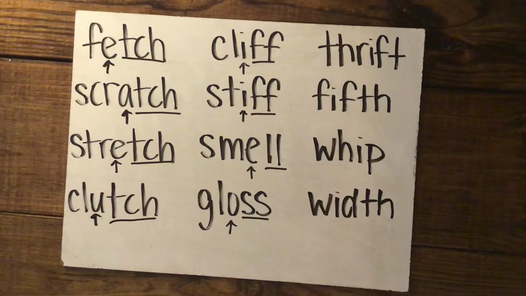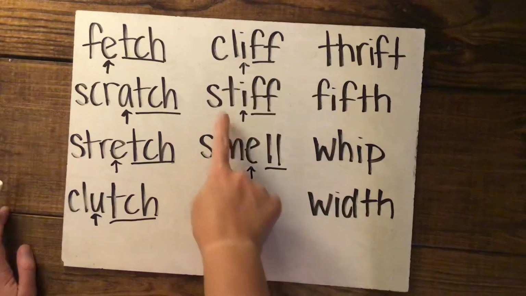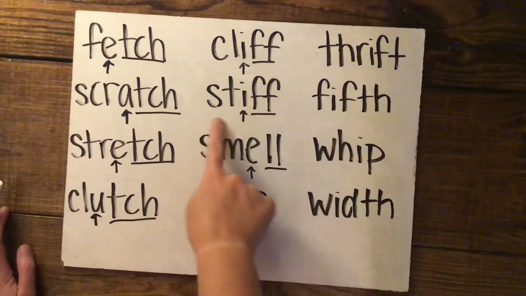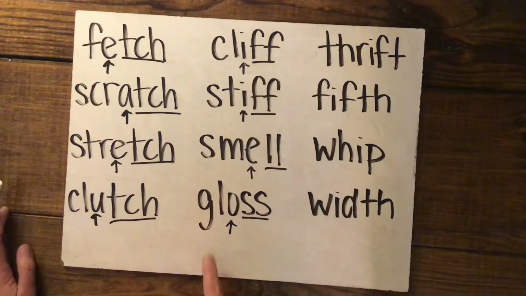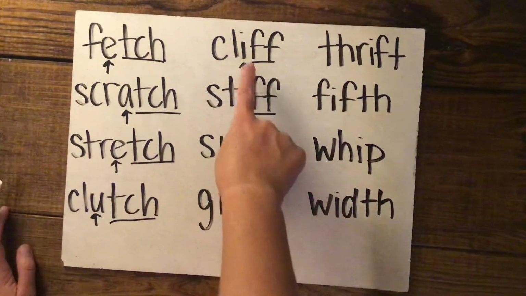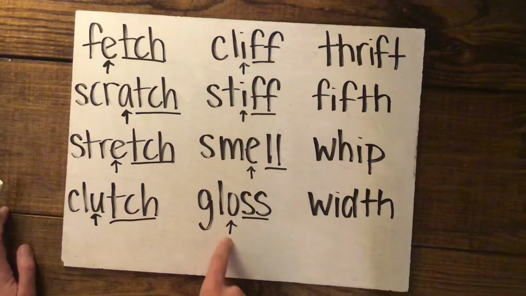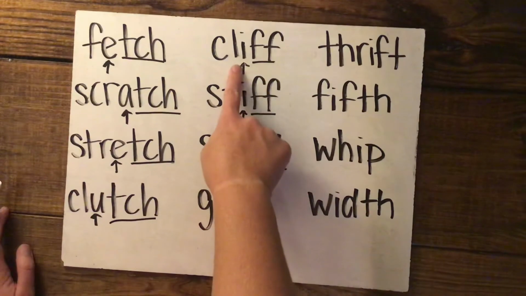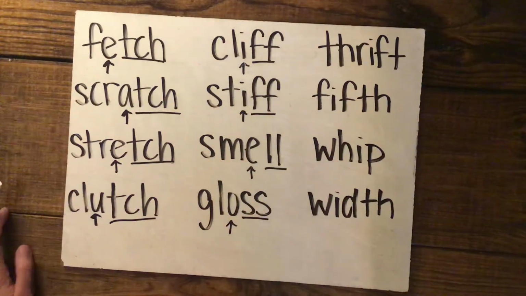I want you to just silently follow along, and then after that, we will read them together. All right, Oliver and Mason, let's go ahead. Cl, if, cliff. St, if, stiff. Smell, gloss. So we have cliff, stiff, smell, gloss. All right, read with me. Cliff, stiff, smell, and gloss.